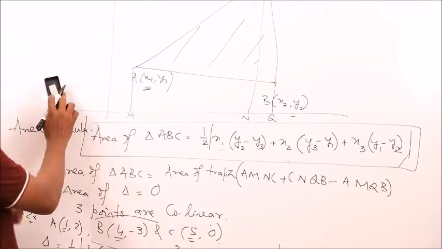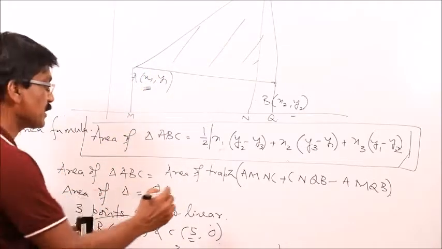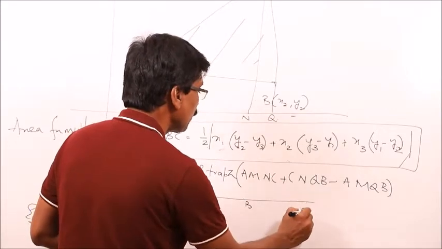Next, if the area of triangle is 0, then the 3 points are collinear, that is, they lie on a straight line. So this area will be 0.